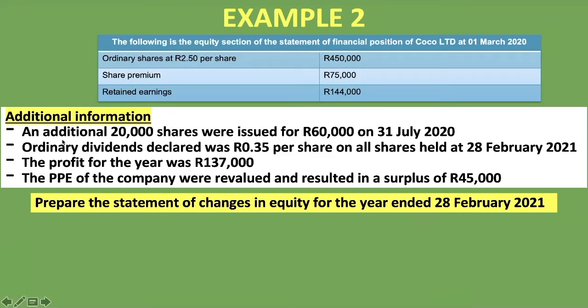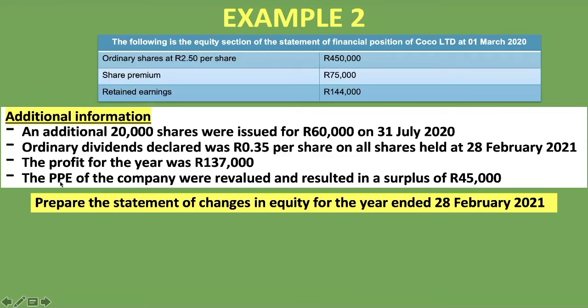We're told here that an additional 20,000 shares were issued for 60,000 rand. Okay, that's not an additional column, that is a row that we will have there as shares issued. And ordinary dividends declared was 35 cents per share on all shares held at 28 February 2021. Okay, so that's dividends that were declared. The profit for the year was 137,000 rand. Okay, that's just the profit.